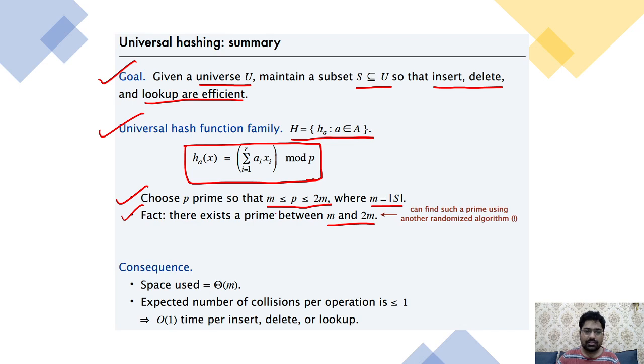So the consequence is that the space used, we can say, is either theta, which is average case, or big O of m also. That is correct, not an issue. But in general, we are not expecting exactly that, so that's why we are representing it as theta. So theta of n is our expected space complexity, and the expected number of collisions per operation is less than or equal to 1. And the complexity, our target as I told you, should be big O of 1 for all these three operations.